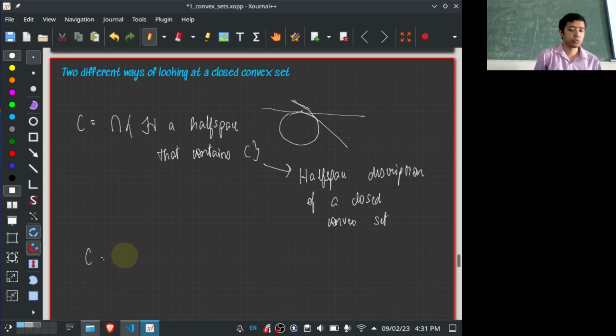And you can also write C as the convex hull of some other set, maybe the boundary points. Whatever is easy to describe. And the description can sometimes be easier in one form and more complicated in another, or it could be easier in the other form. So this is called the convex hull description.